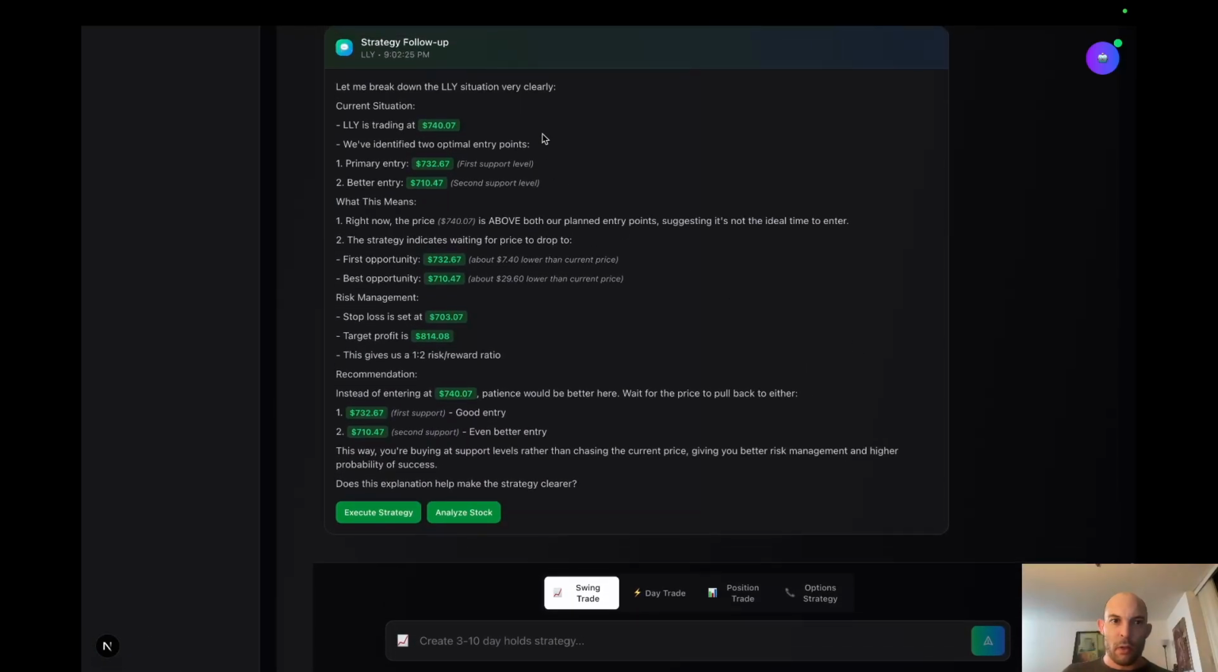Okay, cool. Let me break down the Eli Lilly situation very clearly. We've identified two optimal entry points, 732 and 710. The current price of 740 is above both our planned entry points, suggesting it's not the ideal time to enter. Instead of entering at 740, patience would be better here. Wait for the price to pull back to either 732 or 710. This way you're buying at support levels rather than chasing the current price.